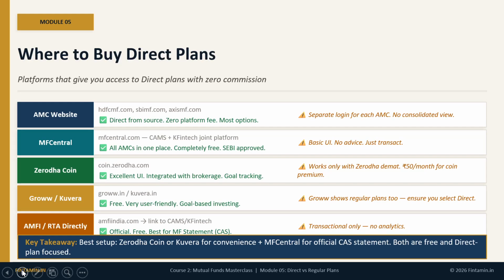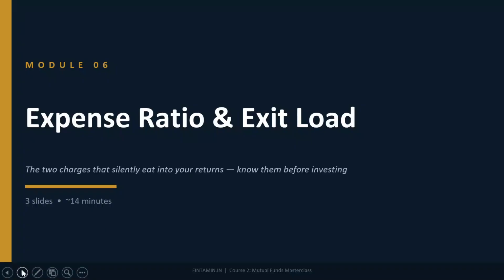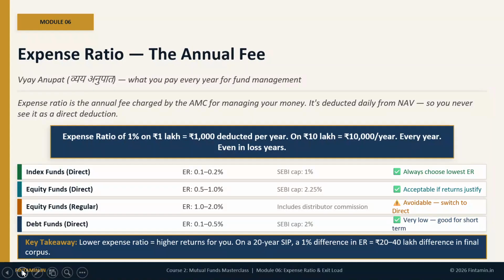Now let us look at all the charges you pay on mutual funds. That is module number 6, expense ratio and exit load. Two charges that silently eat into your returns. Most investors have no idea how much they are paying. Let me make it crystal clear.